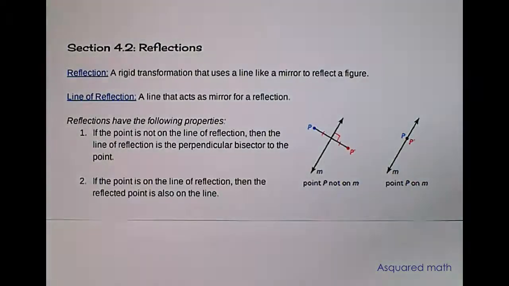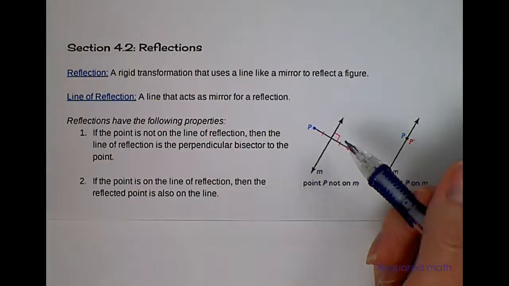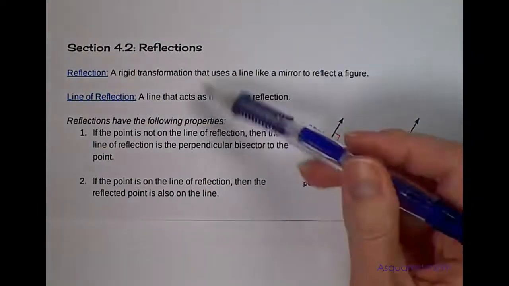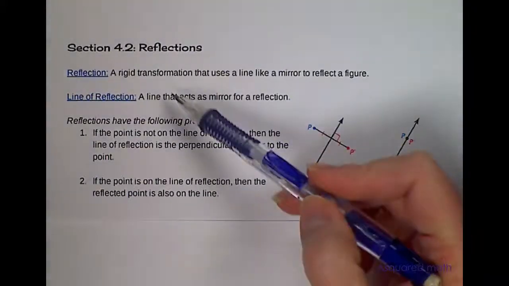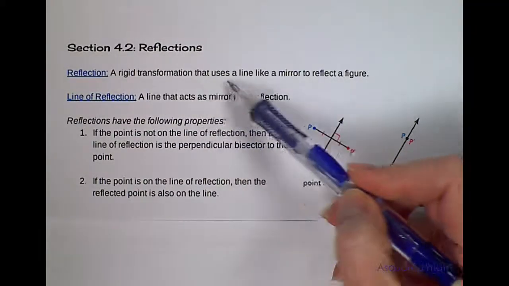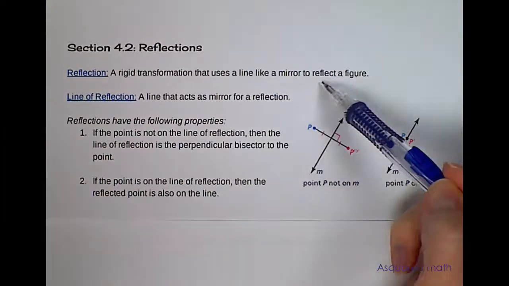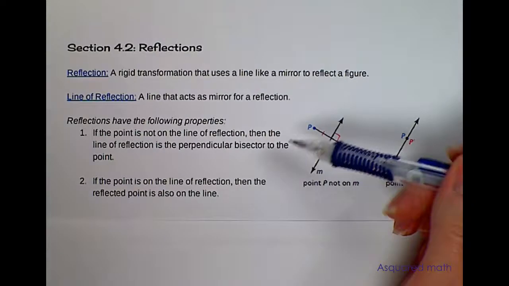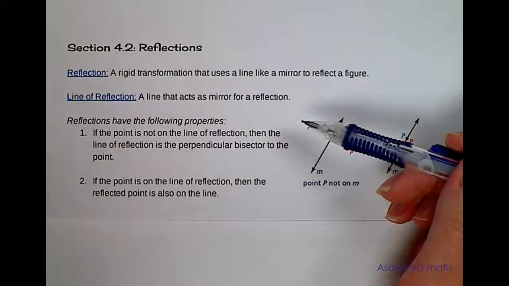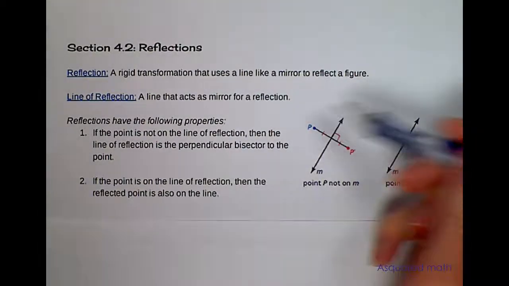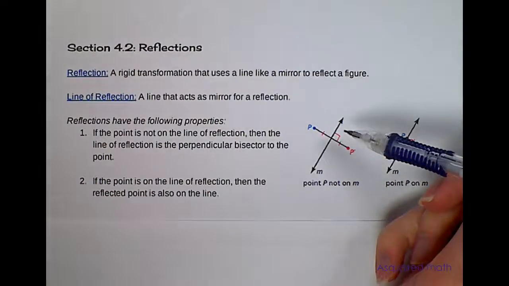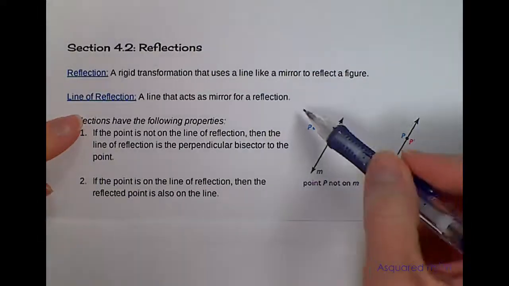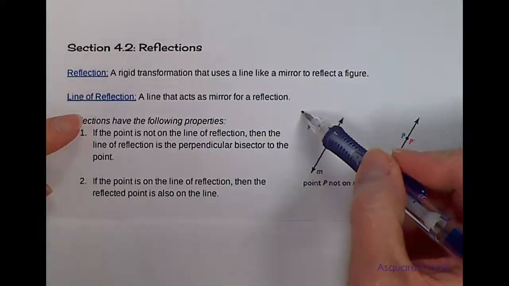Everyone, and welcome to section 4.2, where we are going to learn about reflections. So first thing, let's define a couple things about reflections. Reflection is a rigid transformation that uses a line like a mirror to reflect an image. So it's an isometric transformation, and the size and the shape doesn't change. It just moves it around, and it can flip it so that it looks like a mirror image of the original image. And then the line of reflection is a line that acts as the mirror for a reflection.